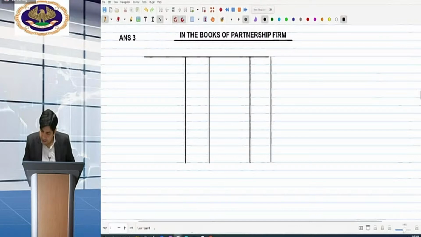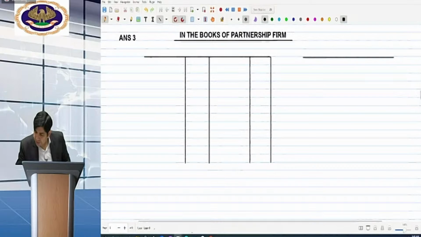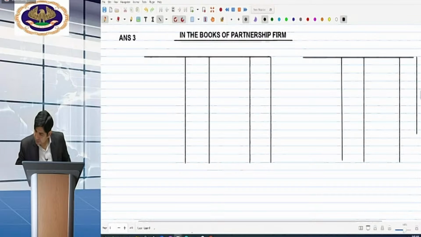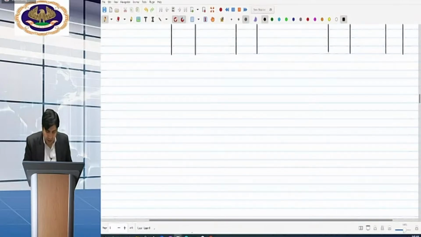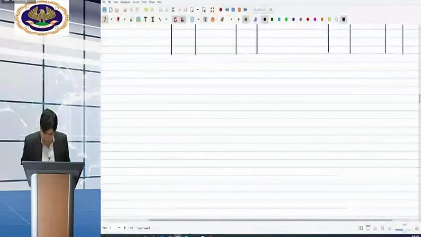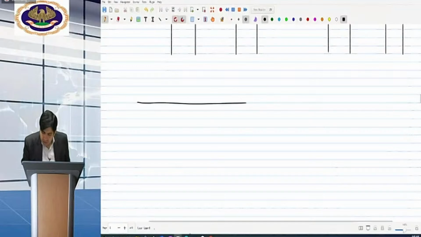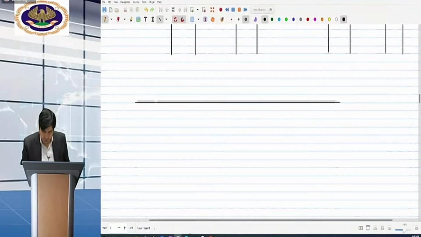Don't write particulars, amount, debit, credit, etc. That will waste your time but not increase your marks. Then the cash and bank account. Then the partners' capital accounts. How many partners are there? Four: Ram, Indra, Triveni, and Umesh.